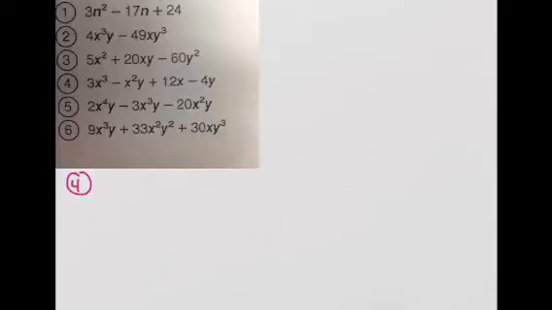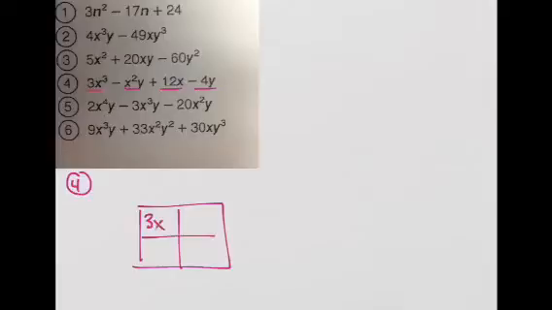Number 4 has a GCF equal to 1. So there's really nothing we can factor out to make the terms smaller. But notice I have 4 terms, right? So what I'm going to do is factor by grouping. But the way I group them is in a 2 by 2 grid. So I just write them in order as I see them. So 3x cubed minus x squared y, 12x minus 4y. And then the greatest common factor in these two is x squared.